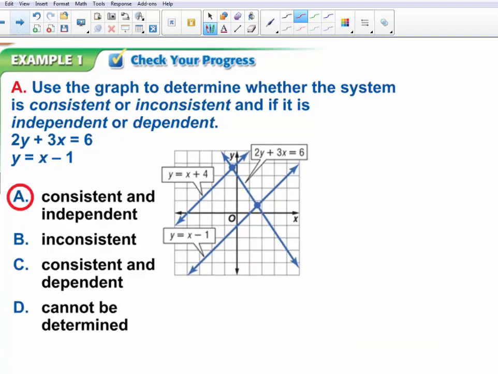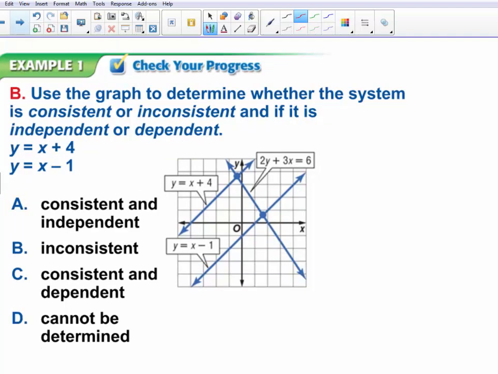Okay, answer is A, consistent and independent. It was 2y plus 3x equals 6, which was the line here. The other one was y equals x minus 1, which was here. They had the one point where they were crossing, so it's consistent and independent.